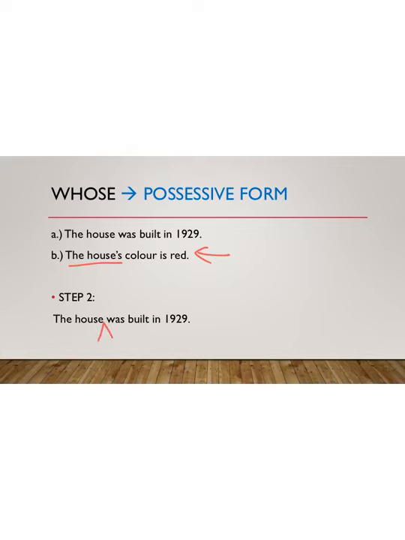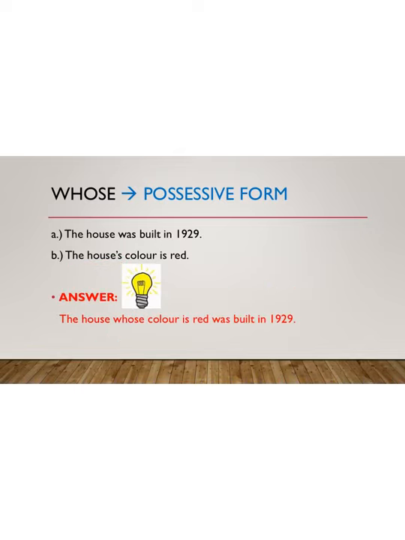So we have to put whose right after the thing that we are referring to, and then you copy and paste the remaining words in the sentence: whose color is red. Okay? So it becomes: the house whose color is red was built in 1929. So in this case, we are using the relative pronoun whose in the relative clause here.